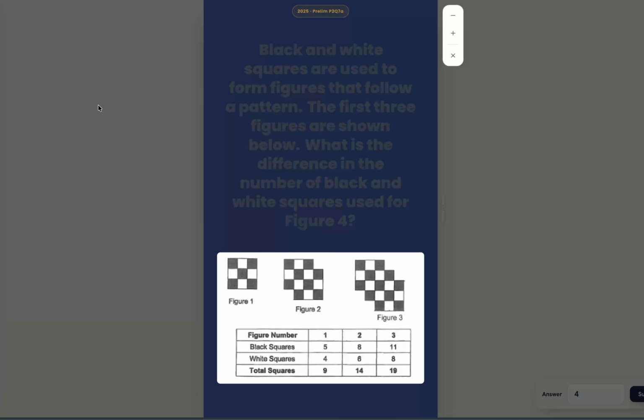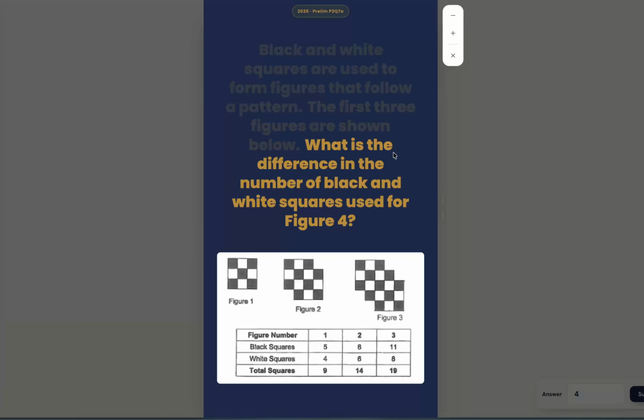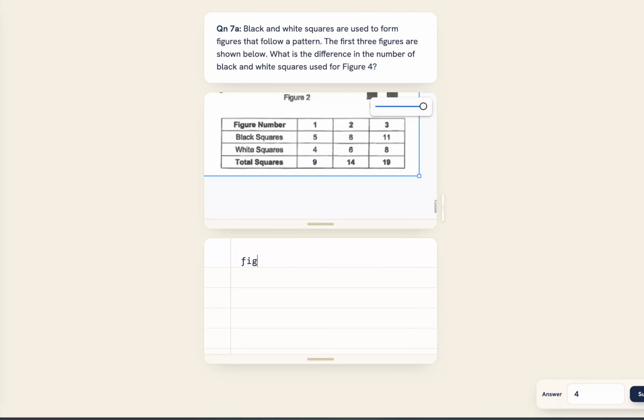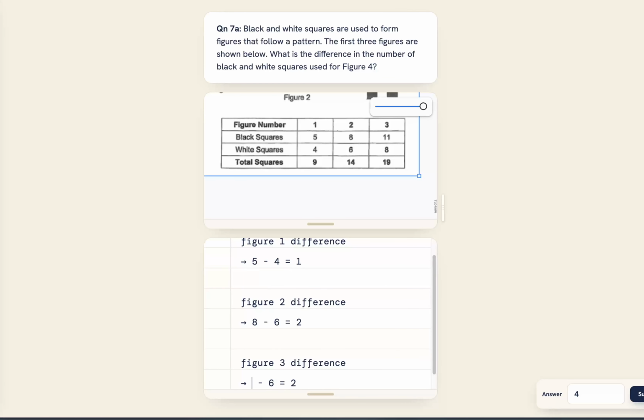Question 7, part A. Black and white squares are used to form figures that follow a pattern. The first 3 figures are shown below. What is the difference in the number of black and white squares used for figure 4? If we look closely, figure 1 difference is basically 5 minus 4, which is 1. Figure 2 difference would then be 8 minus 6, this will be 2. Figure 3 difference will be 11 minus 8, which is 3.